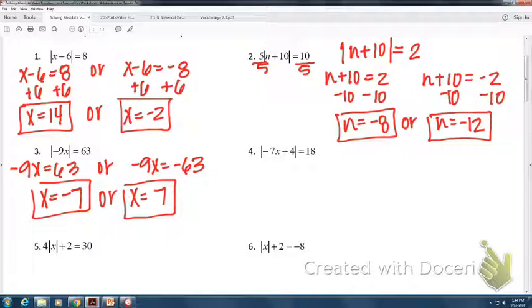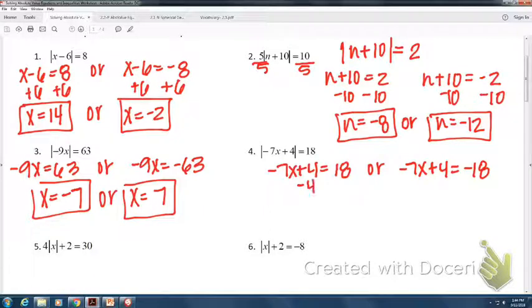For example, like number 4, because the bars are by themselves, we don't have to get rid of the 7 or the 4 yet. So what are my 2 equations for number 4? Very good. And then you just solve one equation at a time. Subtract 4 from both sides. Very good.